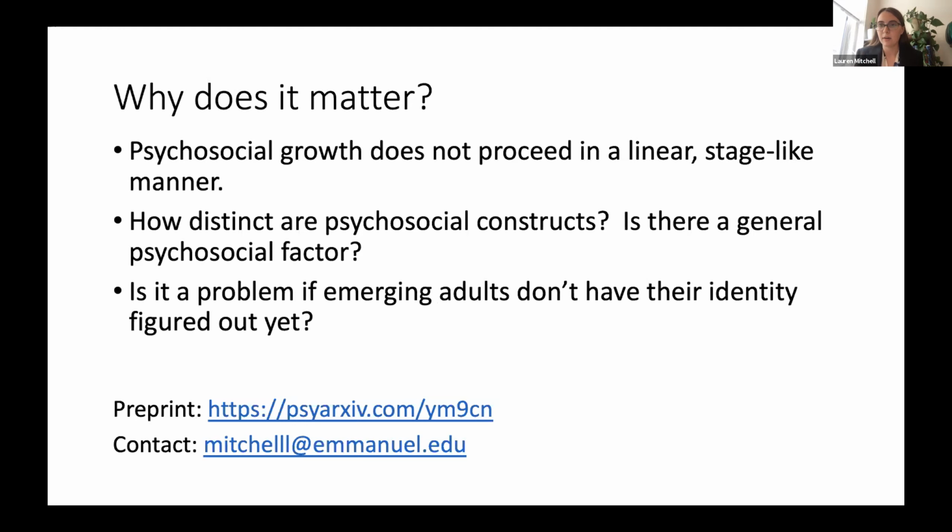So why does this matter? Well, in terms of Erikson's theory, this evidence really calls into question the idea that psychosocial development proceeds in a linear, stage-like manner, the way that we tend to teach people. It also suggests that these constructs may not be as distinct from each other as Erikson believed. The fact that we saw identity, intimacy, generativity, and integrity all co-occurring together in emerging adulthood suggests that there might be a general psychosocial maturity factor driving the development of all of them.